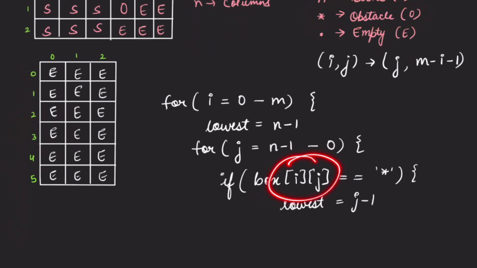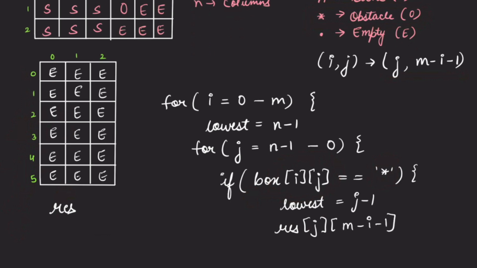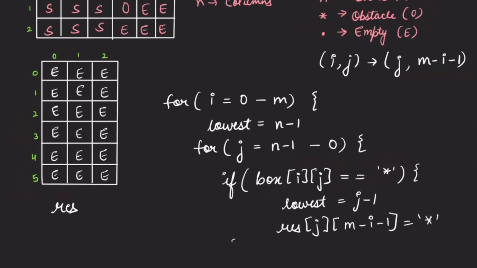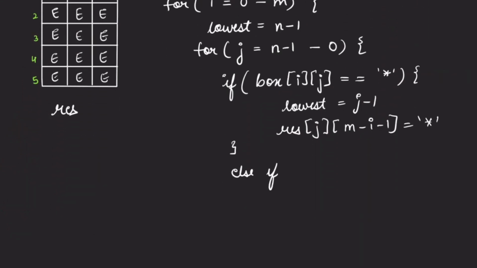And if i comma j in box is an asterisk, then inside our answer, what will be its index? It will be j comma m minus i minus 1, right? So if I denote this particular matrix with result res, then inside res at j comma m minus i minus 1, we will update it to an asterisk. So this is sorted.